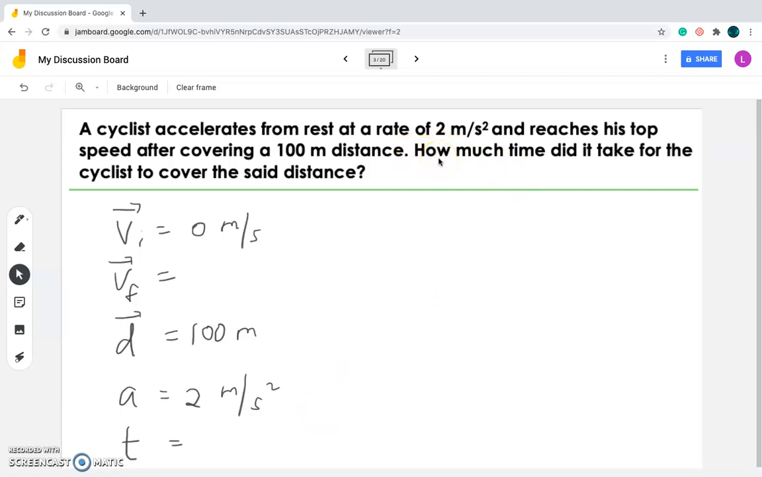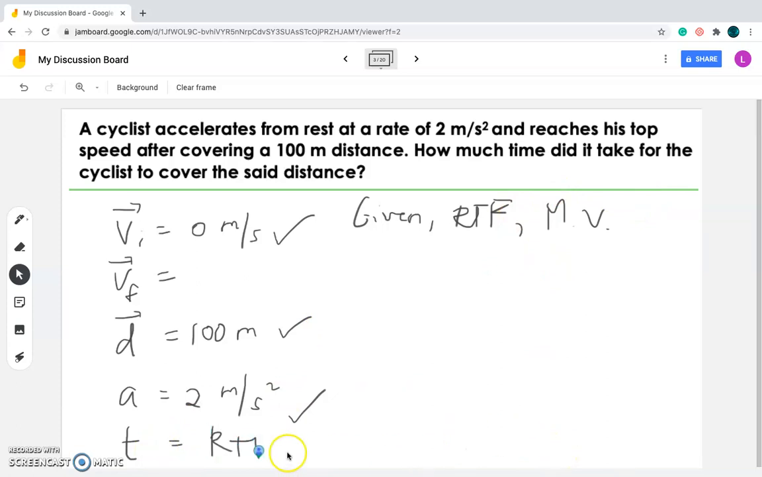If you remember, the 5 variables in kinematics are either the given, if not that, the RTF, or required to find. If not the RTF, then it's the missing variable. Now let's see. We know that the given variables are these 3, because we know their values. What about the RTF? What's the RTF in this problem? It's simple. Look at the question: how much time did it take for the cyclist to cover the said distance? How much time, which means that time would be the RTF.